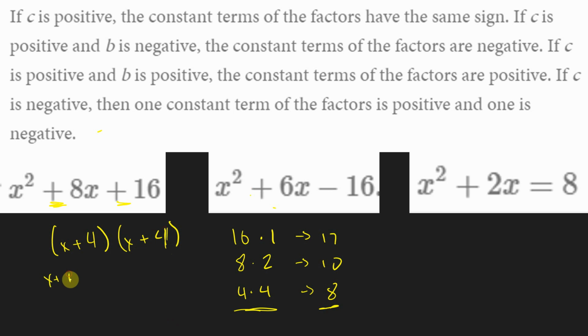And be like, oh, well, x plus 4 equals 0, subtract 4, and you get x equals negative 4, and you get the same thing here. So you get a double negative 4. That's it. That's how you factor.